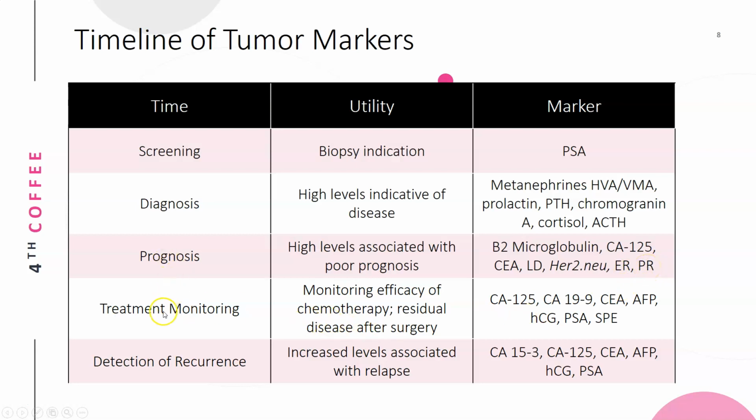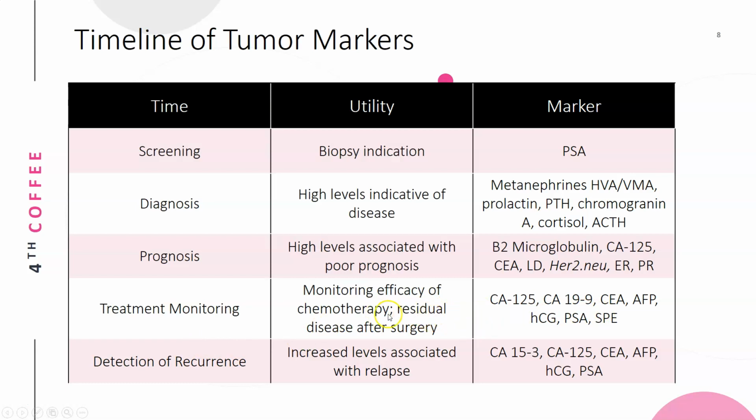Then for treatment monitoring, to see how the cancer, chemotherapy, or radiation therapy is going, the ones that can be used a lot of times are some of the ones used with prognosis and or diagnosis: CA125, CA19-9, CEA, AFP, HCG, PSA, and SPE, serum protein electrophoresis. All of these can be used to monitor treatments.